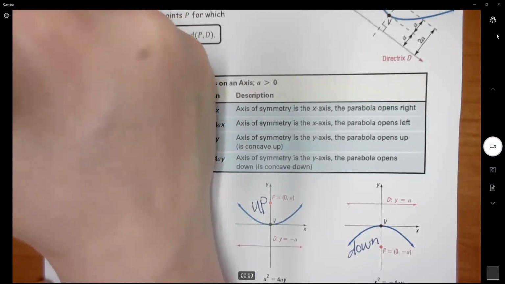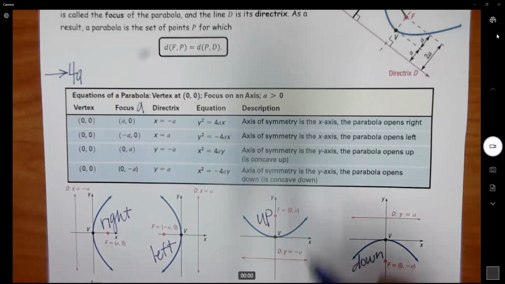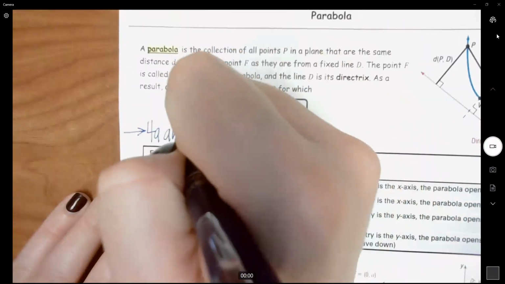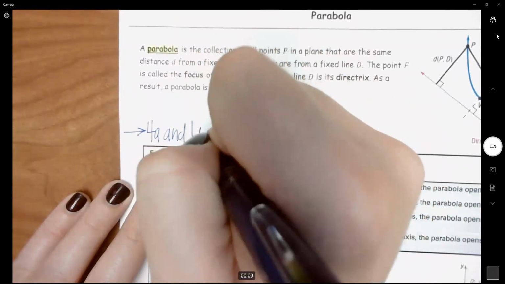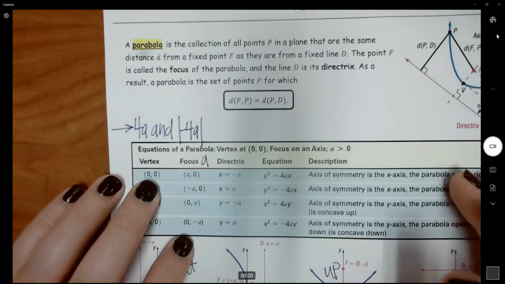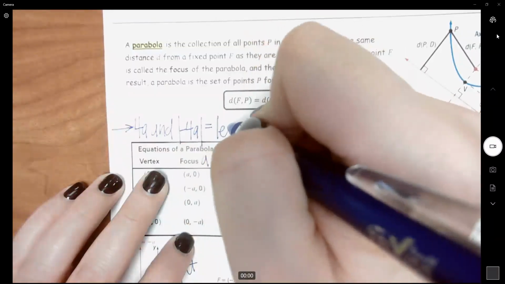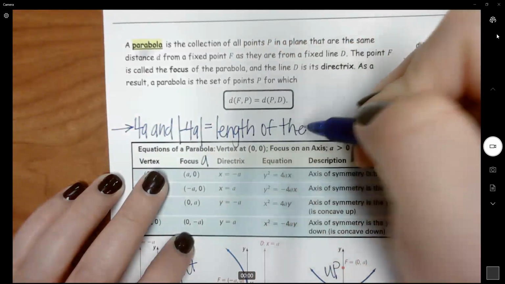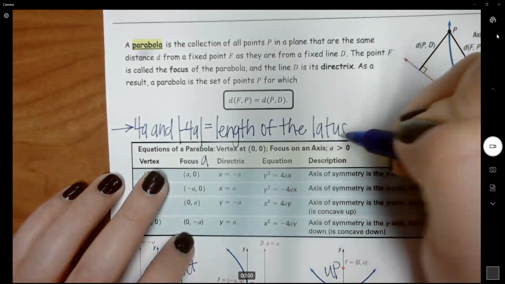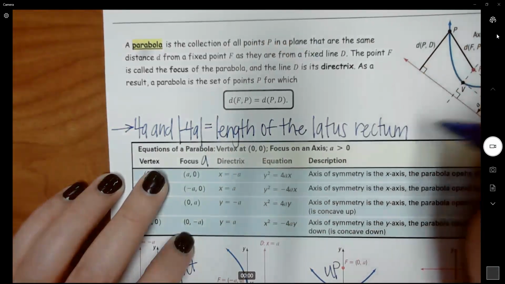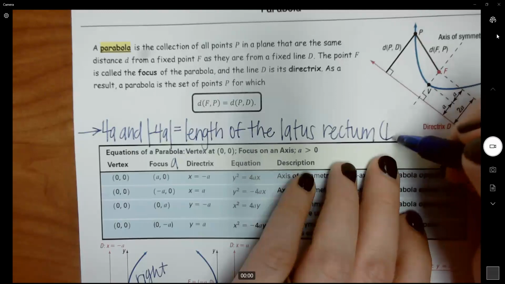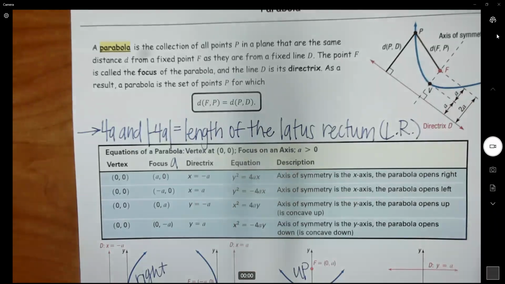The other thing we need to write on here is something we need to focus on, and that's specifically this 4a portion, which every equation here has in it. So 4a and the absolute value of negative 4a equal the length of what is called the latus rectum. A lot of times I don't want to write that out every time, so we'll label that as LR.